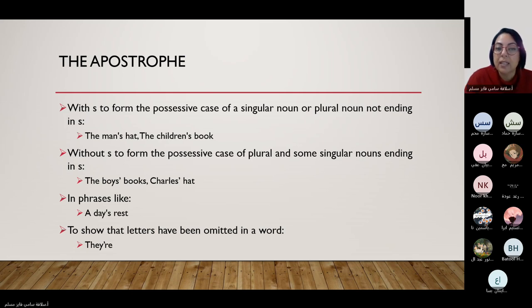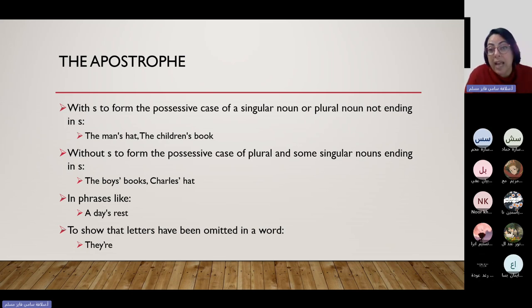Without s, we put it also without s to form the possessive case of plurals and some singular nouns ending in s. The boys' books كتب الأولاد. الكتاب عائد على الأولاد. Charles' hat. Charles is the name of a person who is singular but ends in s. Okay? So it's طاقية Charles.